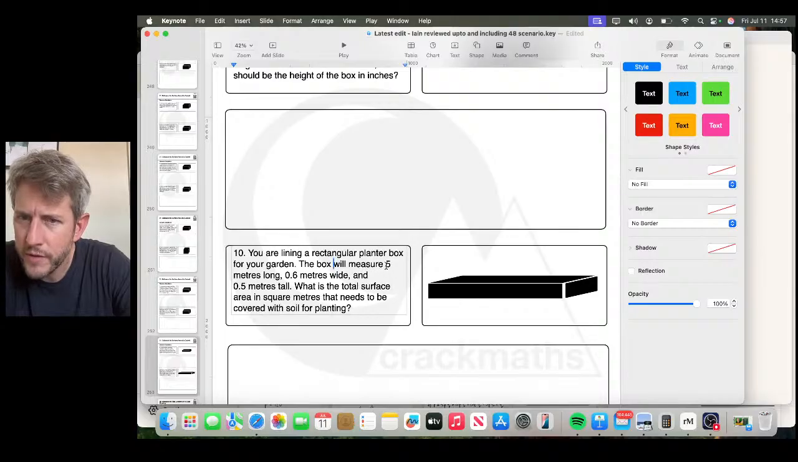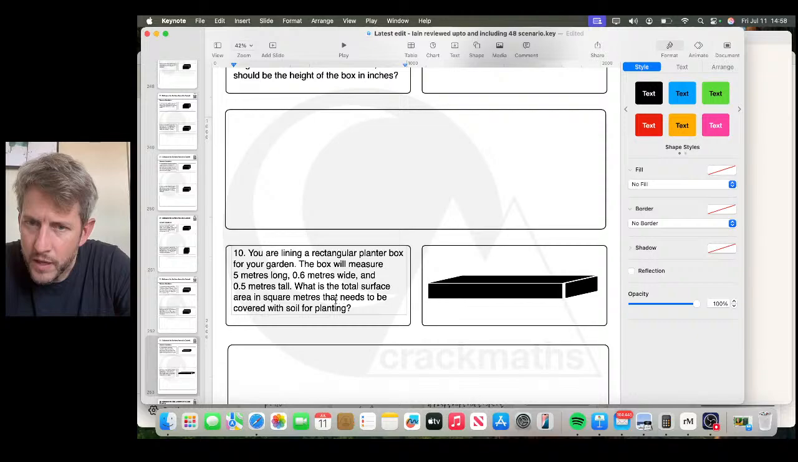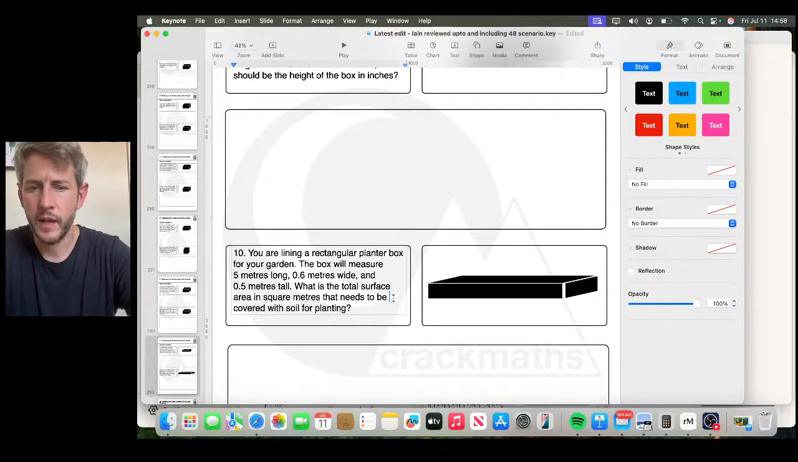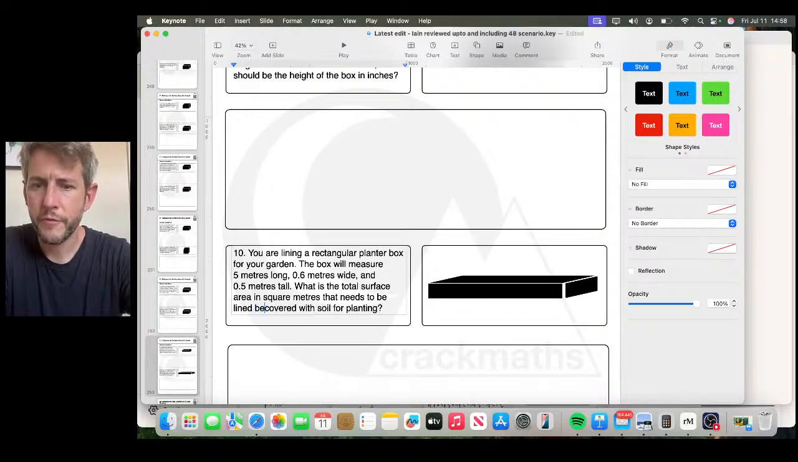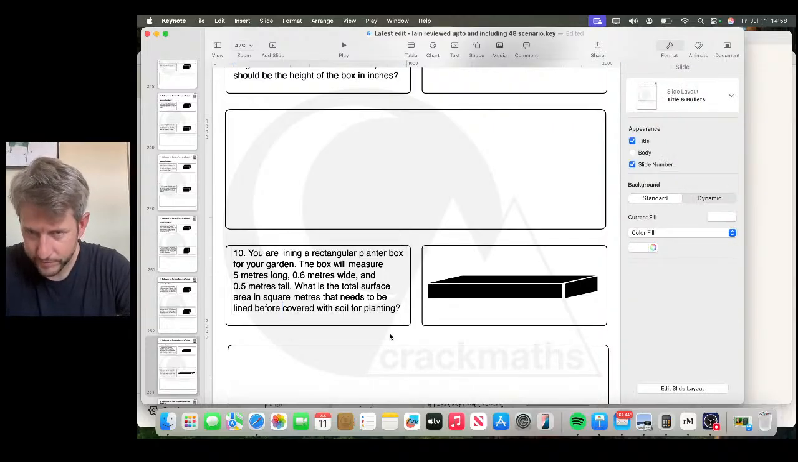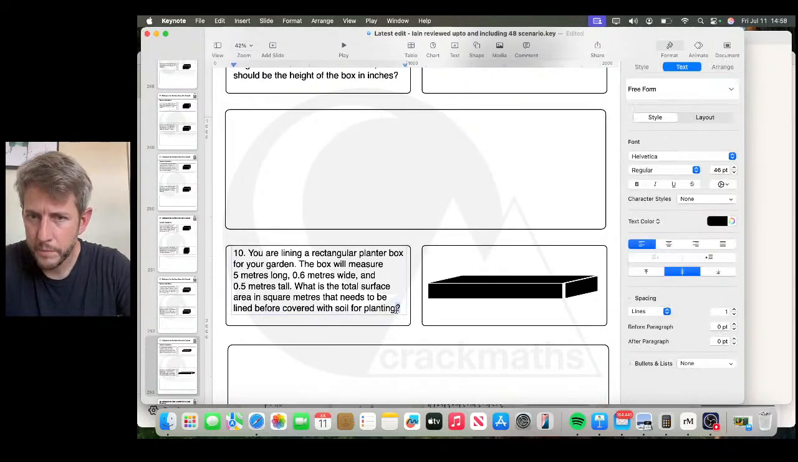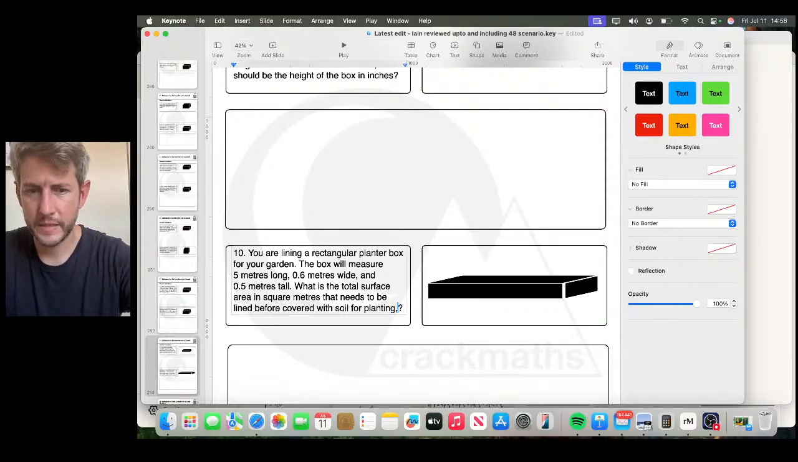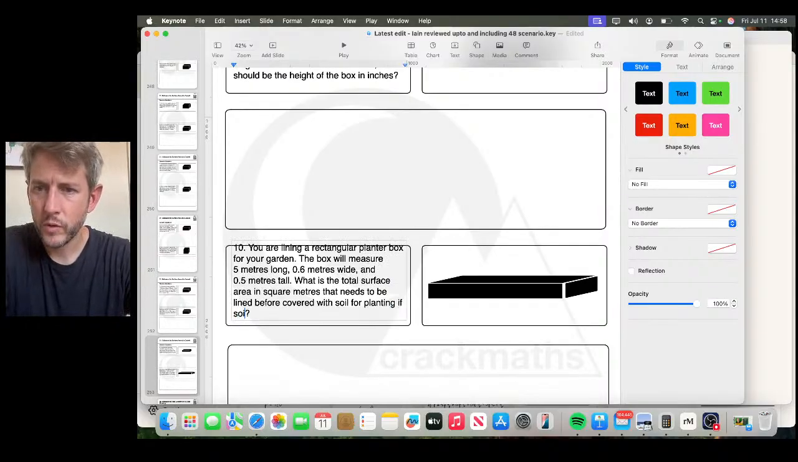The box measures 5 meters long, 0.6 meters wide, and 0.5 meters tall. What is the total surface area in square meters that needs to be lined before covered with soil for planting, if soil will fill the entire inside.